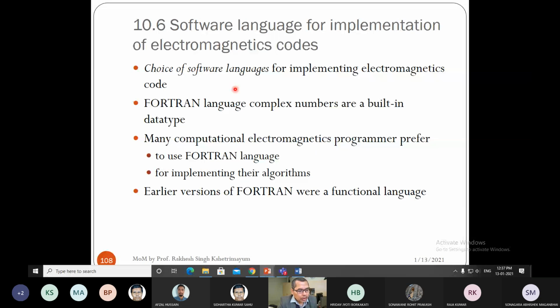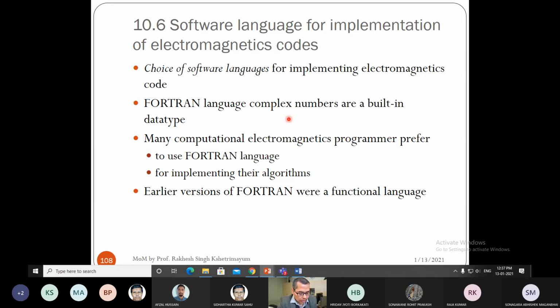Okay, so let us have a discussion on the choice of software language. Most of the time, for computational electromagnetics, people use Fortran as a programming language because it's very fast and efficient. When you write your program in Fortran and run it, it will be very fast. So from the very old days, maybe around 50 years back also, people have been using the Fortran language.